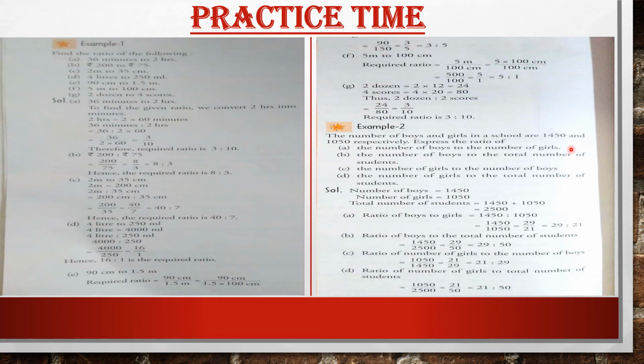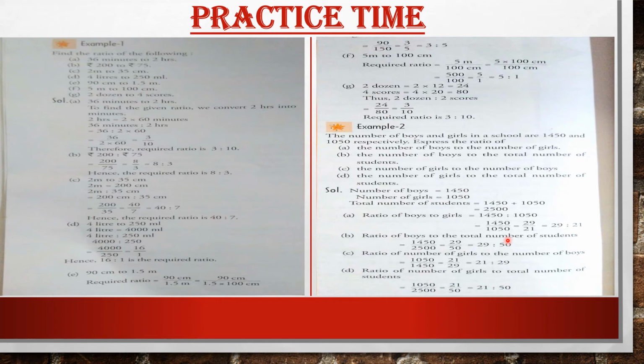Now solve each question. Question A. The number of boys to the number of girls. The ratio of boys to girls equals 1450 is to 1050, which is equal to 1450 by 1050. 0 gets cancelled. We have 145 by 105. Now find the simplest form of 145 by 105.